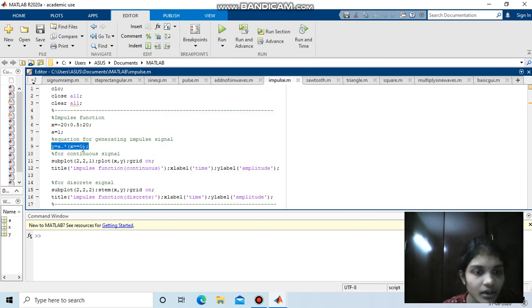That is, comparing the value of x with 0. So when x is equal to 0, it gives 1. So 1 multiplied by 1, 0, and elsewhere it is 0. Next, let us see the waveforms.